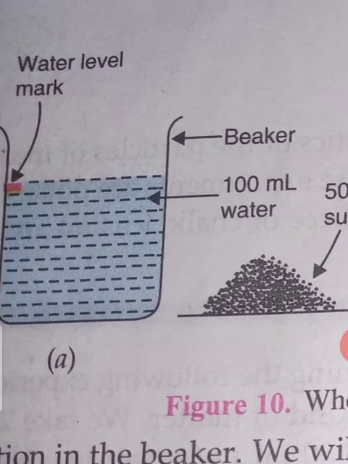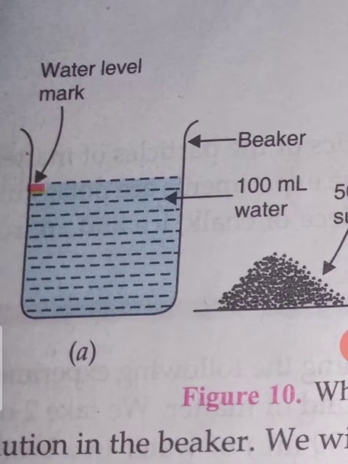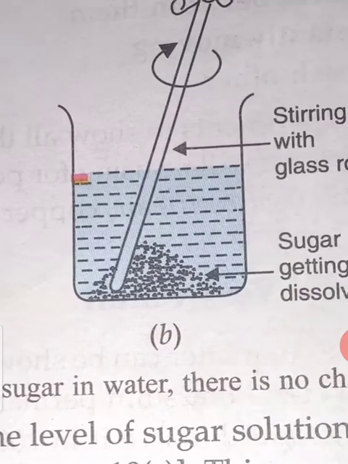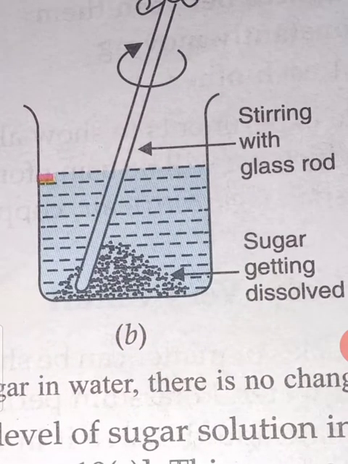We take about 100 ml of water in a beaker. Mark the level of water in the beaker with a marking pen, as you are seeing in the diagram. Also take 50 grams of sugar. Now add the 50 grams of sugar to the water in the beaker. Dissolve the sugar by stirring it with a glass rod. See the figure. When all the sugar has dissolved, we get a sugar solution.